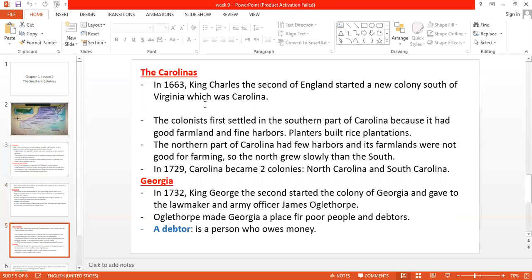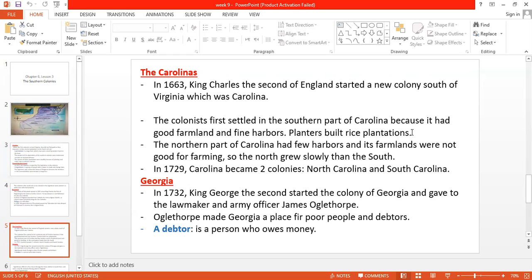After that, the Carolinas. The Carolinas, guys, here I mean North Carolina and South Carolina. Okay. In the beginning, it was one region. So in 1663, King Charles II of England started a new colony, located south of Virginia, and this land was called Carolina. In the beginning, it was one region called Carolina. The colonists first settled in the southern part. So South Carolina was settled before North Carolina.